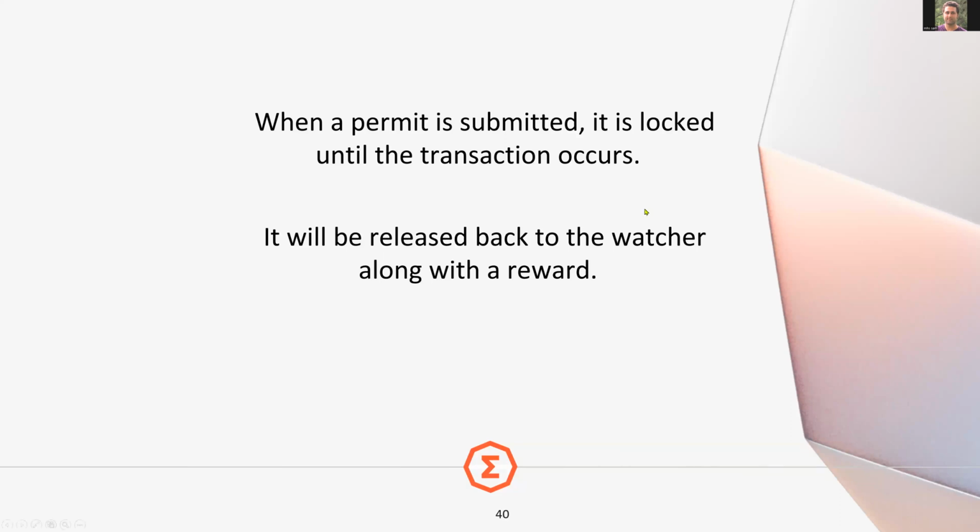So when that is locked, it's in a state that it's locked until it is released back to the watcher along with the reward. In the event of dishonest reporting, that is subject to seizure. And so then you have a cost imposed on somebody that's acting maliciously.